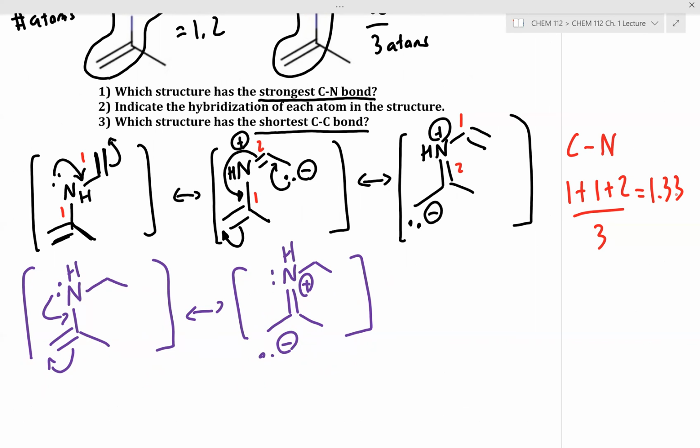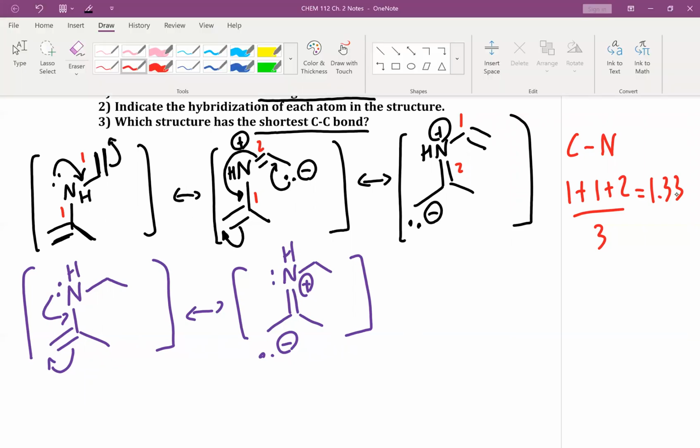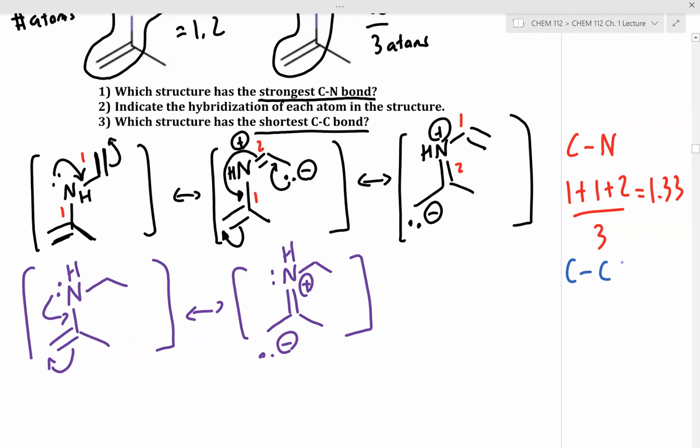Let's now look at our carbon-carbon bond order. Let's do that in a slightly different color. So, looking at our carbon-carbon bonds, I see a bond order of 2 and a bond order of 2. In the second structure, I see a bond order of 2 and 1, and then 1 and 2. So averaging out, 2 plus 2 plus 1 over 3 gives us 1.66. Everyone following so far?